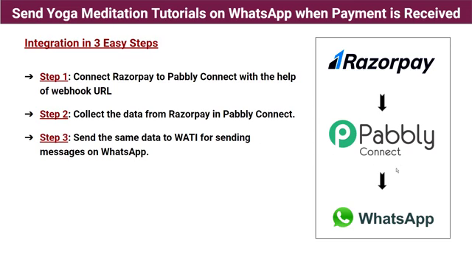This Webhook URL is basically an address provided by Pabbly Connect. You have to copy the same address and paste it into Razer Pay, and this way our Razer Pay account will get connected to Pabbly Connect.